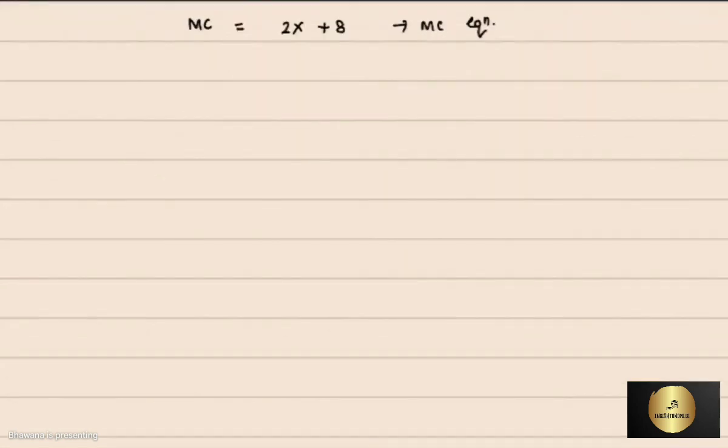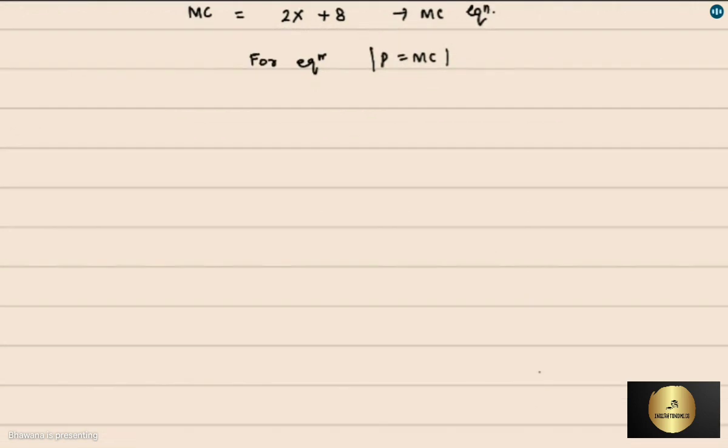Okay, so now for equilibrium, equate the price equation with the marginal cost equation. For equilibrium, price must equal marginal cost. What is the price equation? 32 minus x, and the marginal cost equation is 2x plus 8.